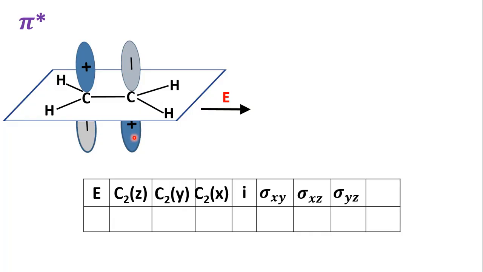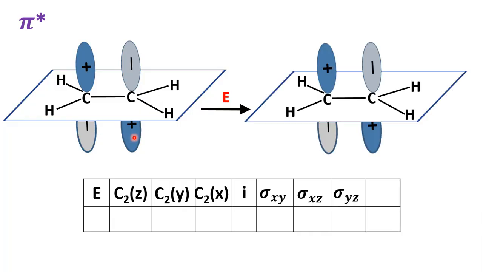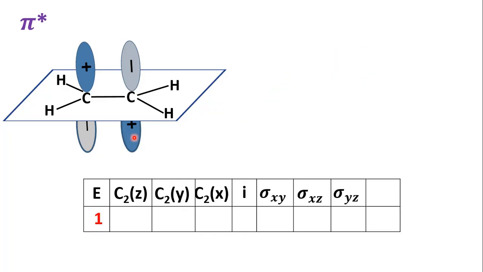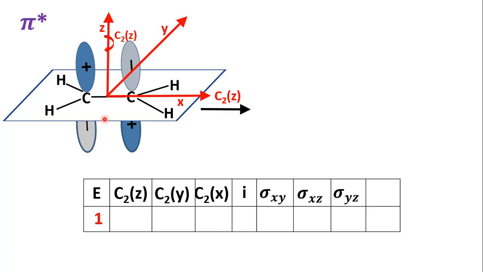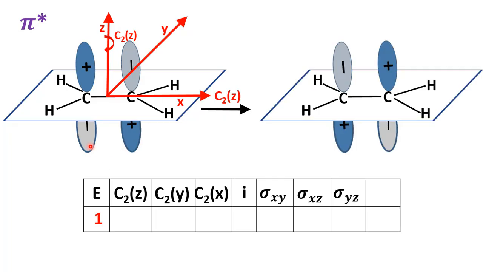When you do the operation of doing nothing, there is no change in sign, and it is symmetric, and you get plus 1. And when you do the 180-degree rotation about the z-axis, perpendicular to the molecular plane between the 2 carbons, upon rotation through 180 degrees, this positive lobe will come here, this negative lobe will go there. Similarly here, the negative lobe will come here, the positive lobe will go there. And so the signs are changed, the operation is anti-symmetric, and we get minus 1.